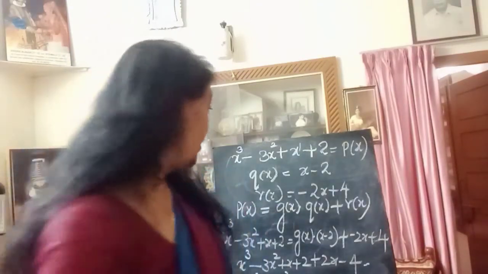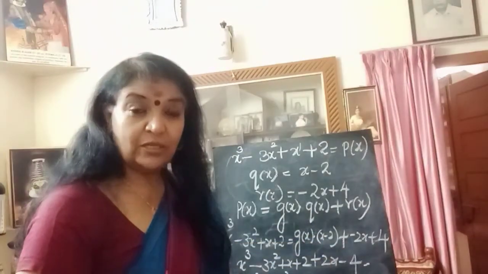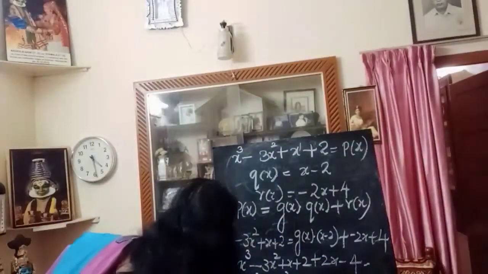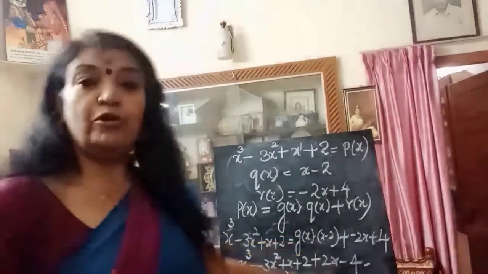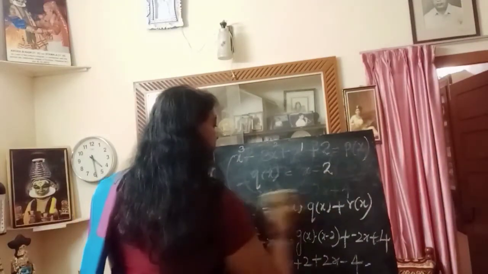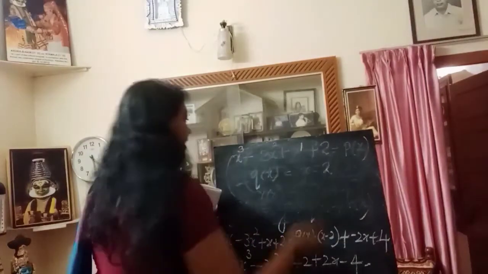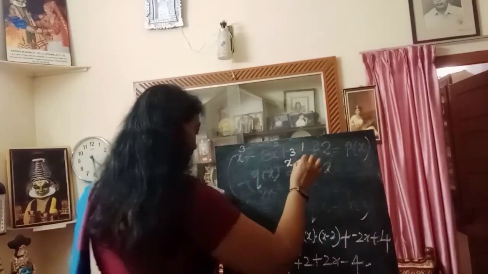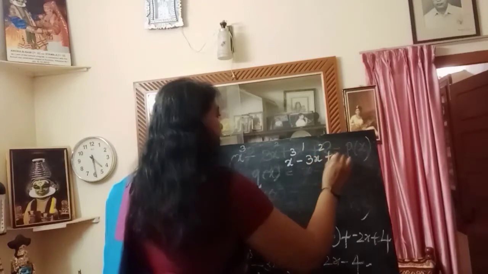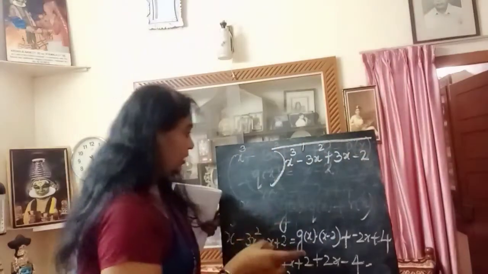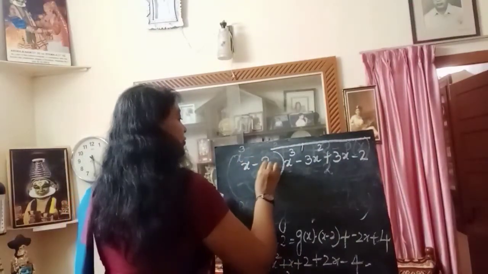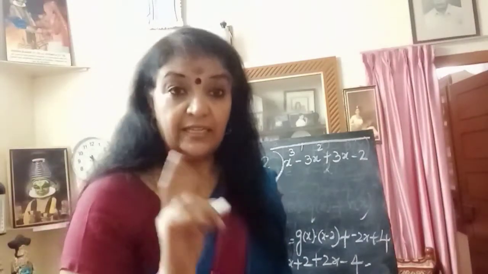Among this, g of x into x minus 2 is equal to this. Then what is g of x? g of x equal to that polynomial divided by x minus 2, that polynomial divided by the quotient. Now dividing. So I am writing here x cube minus 3x square plus 3x minus 2, we got the answer, divided by your quotient, that is x minus 2. Our aim is to find the divisor, that is g of x.